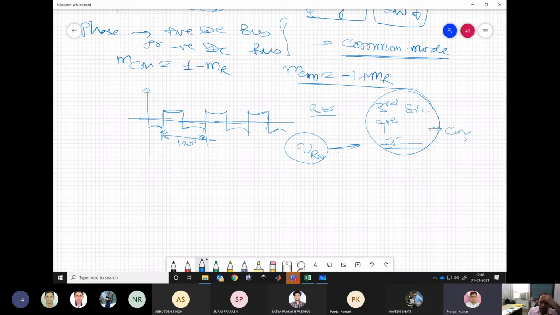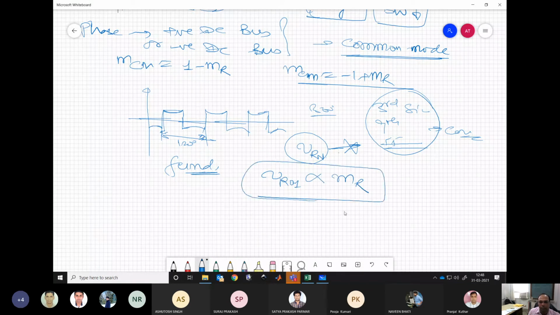These are all common mode. So this will not appear in that. So you will have only the fundamental component. And the linearity is maintained. VRO1 is still proportional to MR, what you are feeding. So this is without getting into overmodulation.